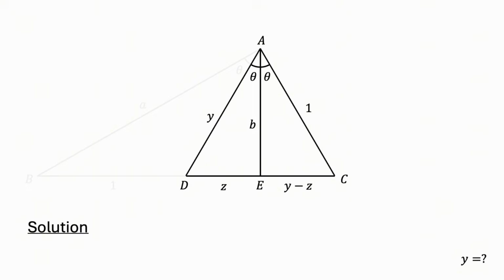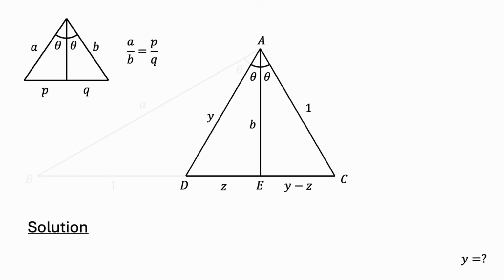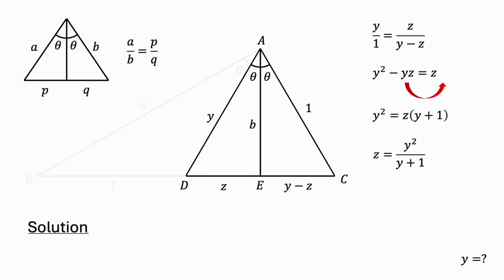Let's apply the angle bisector theorem to triangle ADC. Given a triangle with these dimensions, the theorem tells us that a over b equals p over q. Applying the angle bisector theorem to triangle ADC, we obtain y over 1 equals z over y minus z. After cross multiplying and then rearranging, we obtain y squared equals z times y plus 1, or z equals y squared over y plus 1.